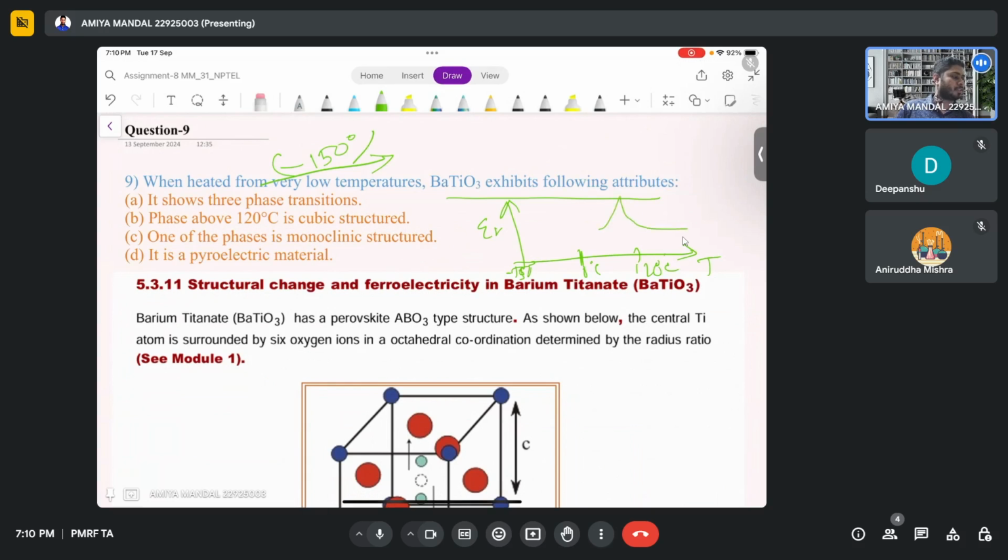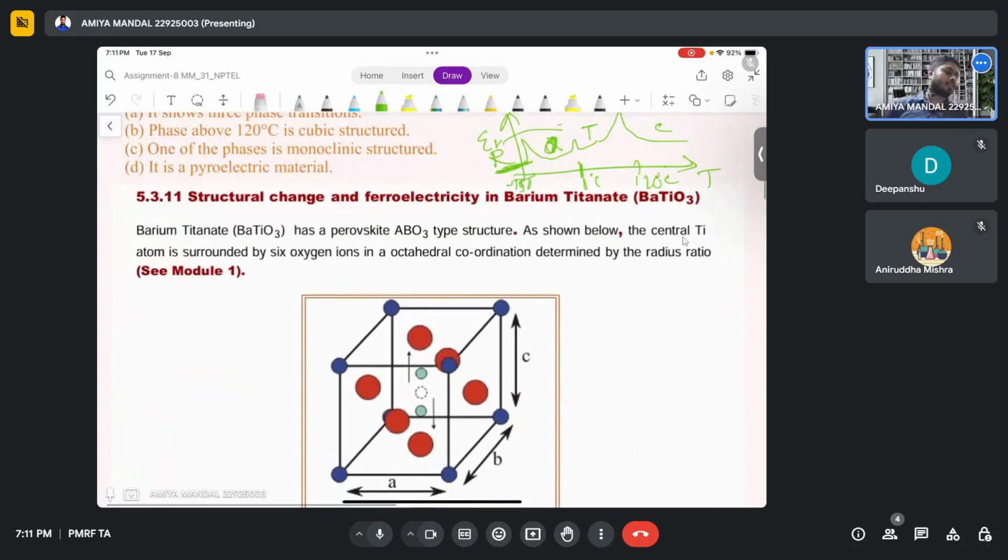Here a phase transition occurs, here also, and here also. Here you can see the cubic phase, here the tetragonal phase, here the rhombohedral phase, and here the orthorhombic phase, and again the rhombohedral phase. So rhombohedral, orthorhombic, tetragonal, cubic: these four phases are observed at different temperatures, due to the structural change.